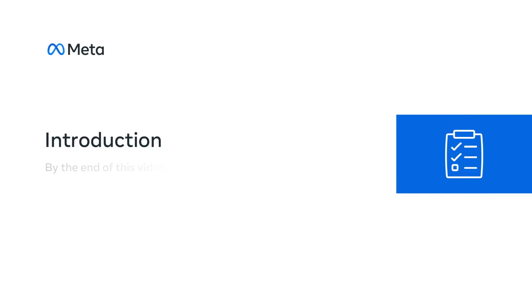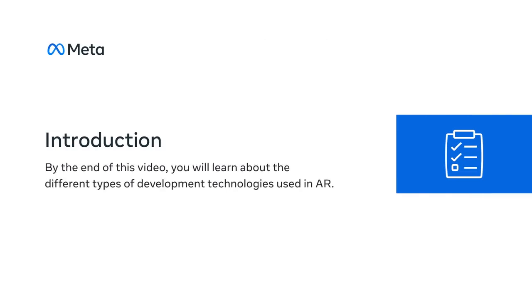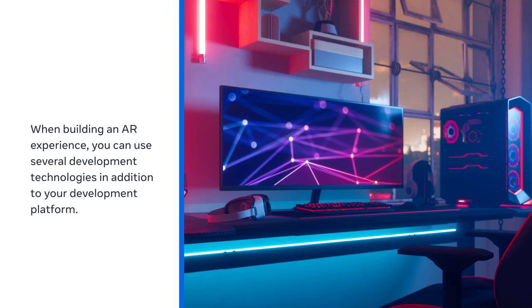By the end of this video, you will learn about the different types of development technologies used in AR. As you are developing experiences in Meta Spark, Unity, or Play Canvas, there are different technologies you can use, in addition to your development platform, when building your experience. One development technology you might run into while writing your scripts is Visual Studio Code for enhanced interactivity.